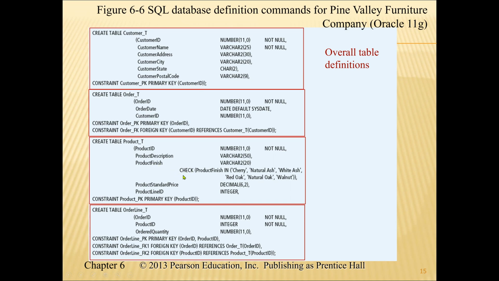This will tell us the items, the input we can enter into the field named product finish. So product finish, the data type is string or varchar. The size is 20, which means we can enter up to 20 characters. But now we are saying check product finish, again the attribute name, in. These are the possible values we can enter.